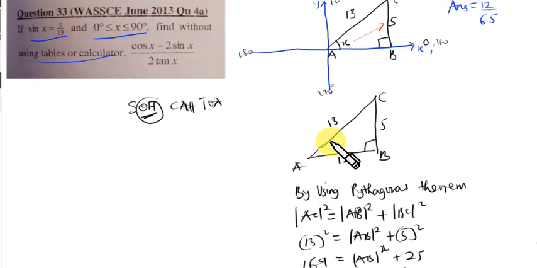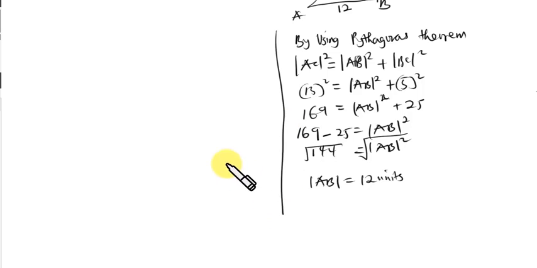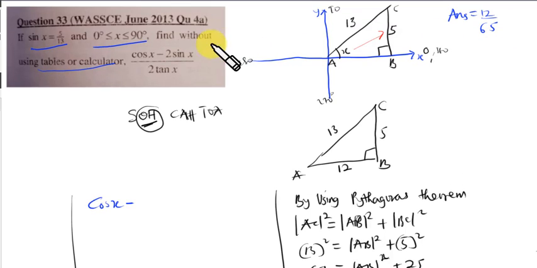Now that we know the length of this side, we can simplify this because we are dealing with trigonometric ratios. We are dealing with cos, sine, tan. So now let's go on to solve what we've been asked to do. We are asked to simplify cos x minus 2 sine x, all over 2 tan x.